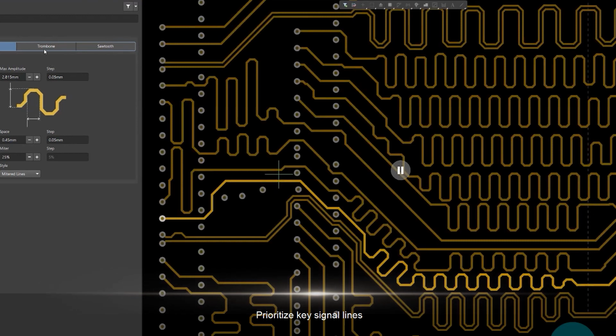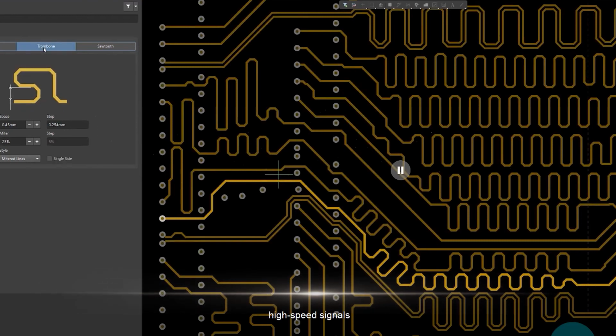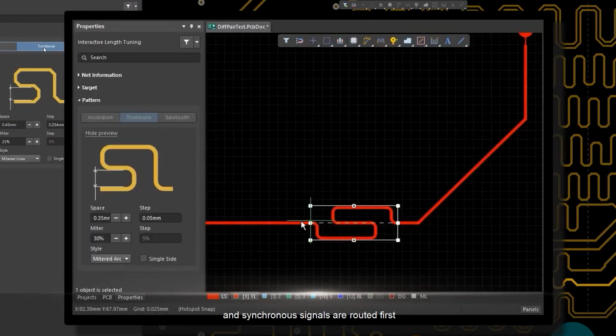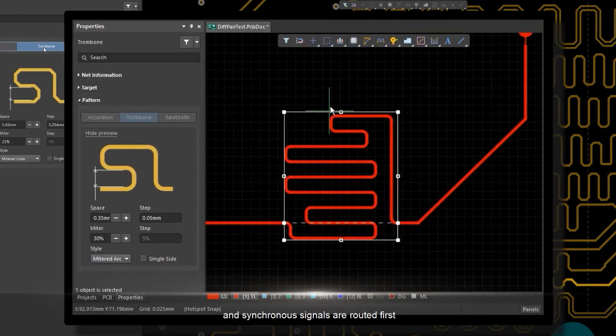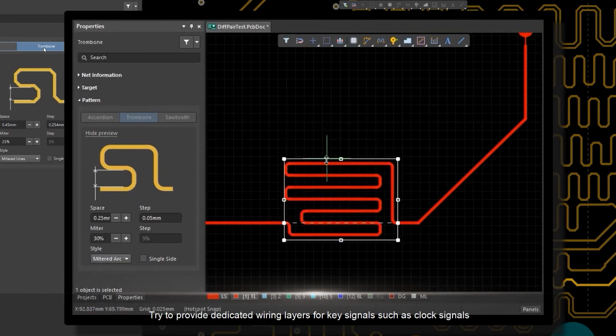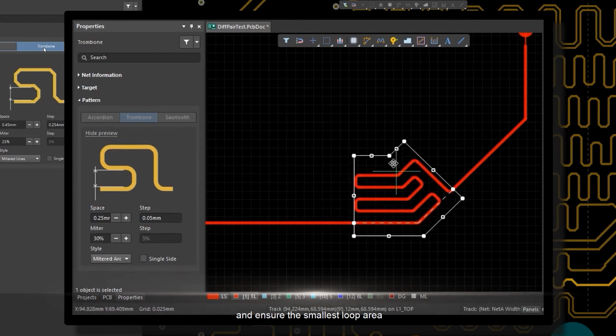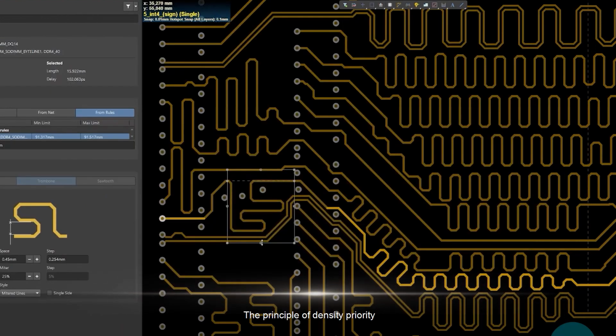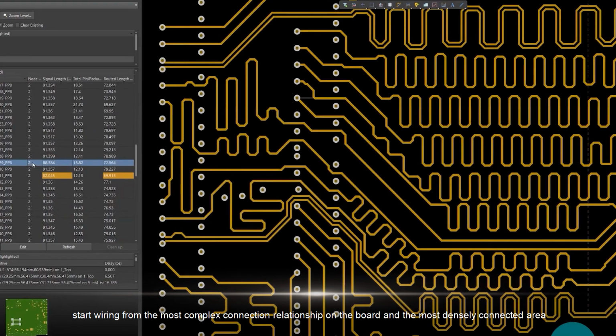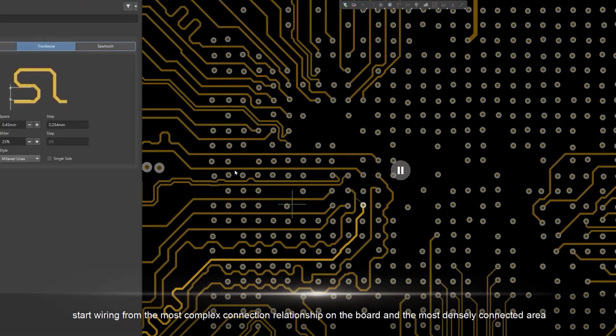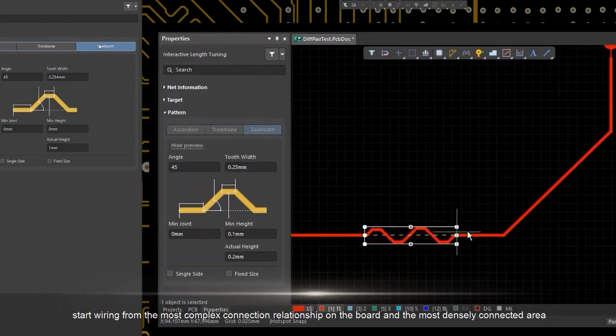Prioritize key signal lines. Key signals such as analog signals, high-speed signals, clock signals, and synchronous signals are routed first. Try to provide dedicated wiring layers for key signals such as clock signals, high-frequency signals, and sensitive signals, and ensure the smallest loop area. The principle of density priority: start wiring from the most complex connection relationship on the board and the most densely connected area.